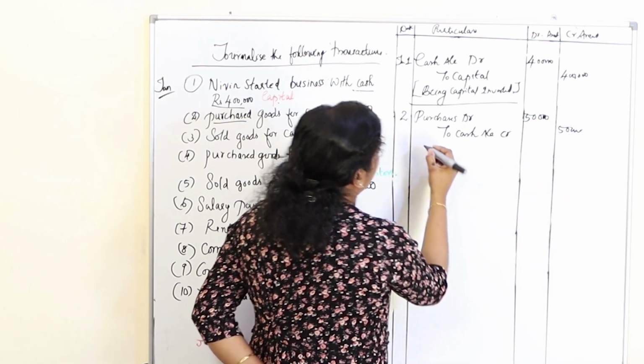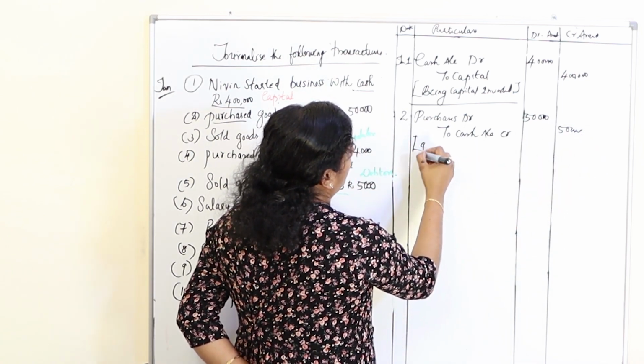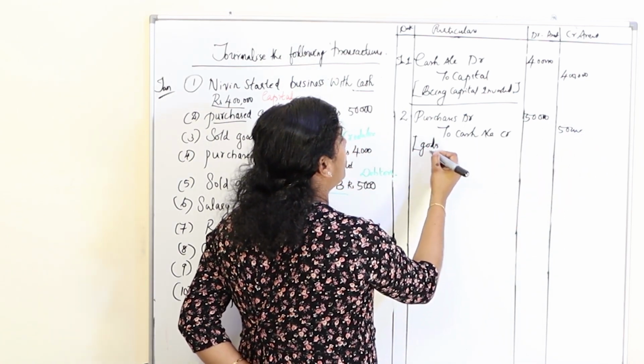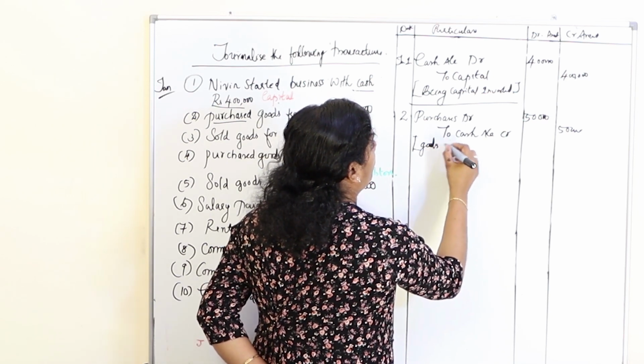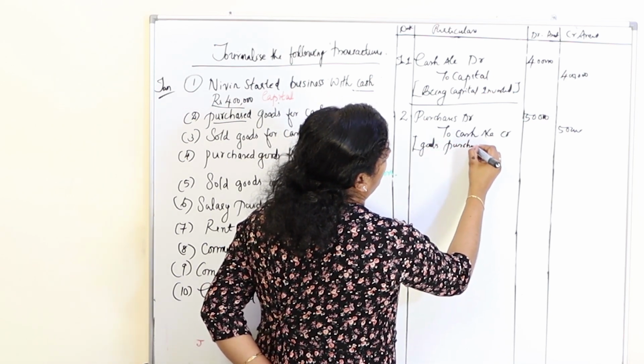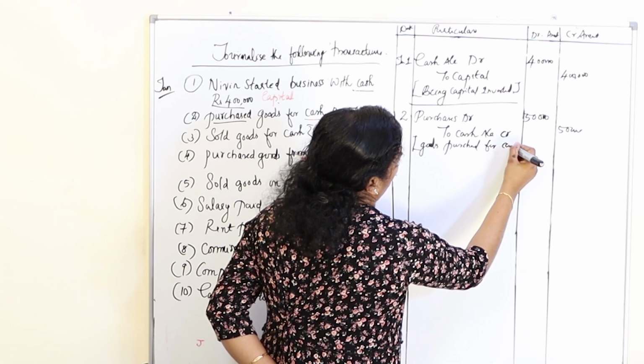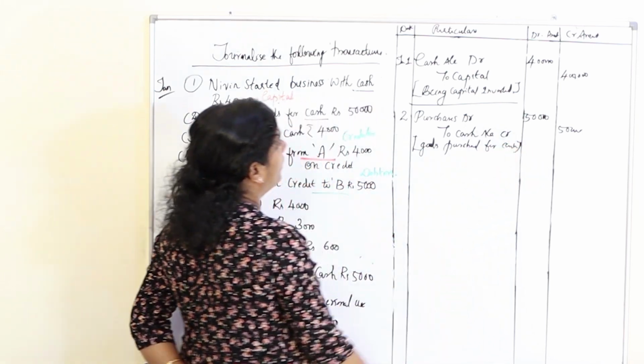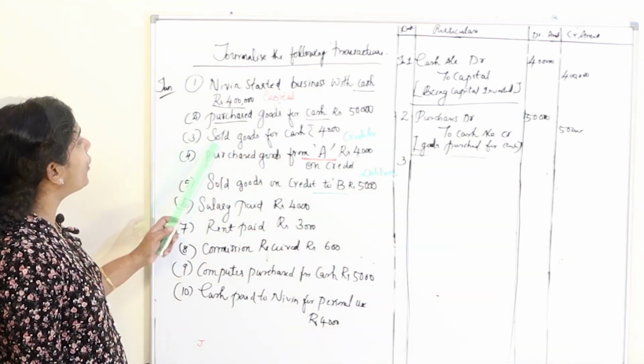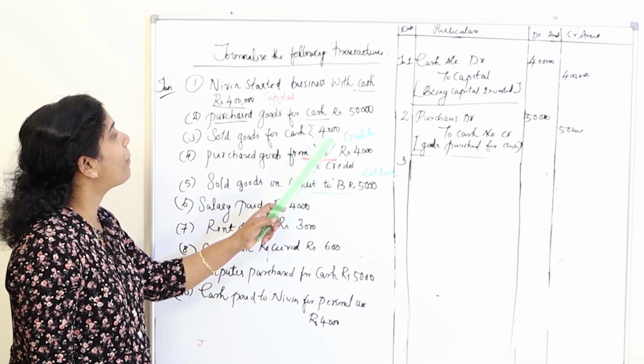So the narration is: being goods purchased for cash. Okay, finished. Second entry. Now third entry, sold goods for cash, rupees 4,000.